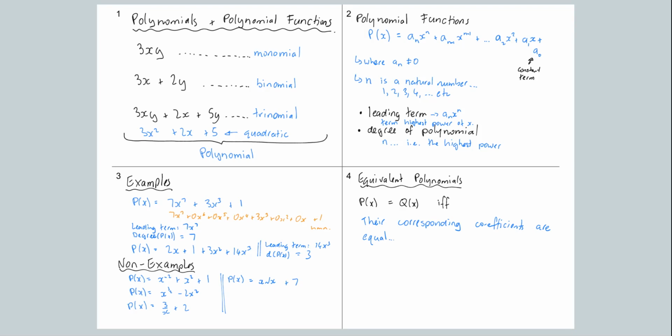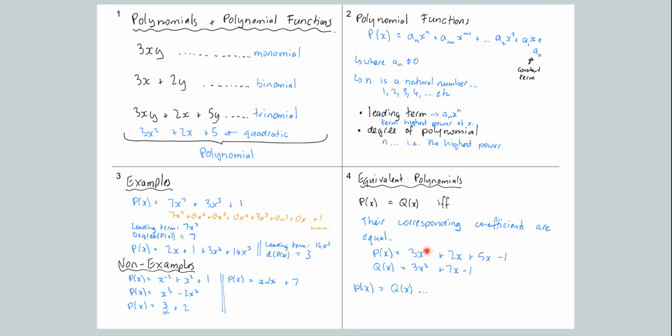So for example, I'll pick a dumb one. P of x equals 3x squared plus 2x plus 5x minus 1. And Q of x is equal to 3x squared plus 7x minus 1. P of x is equal to Q of x. Because, and I won't write this down, so if you're not watching this with the video, it's going to be a bit of a problem, isn't it?